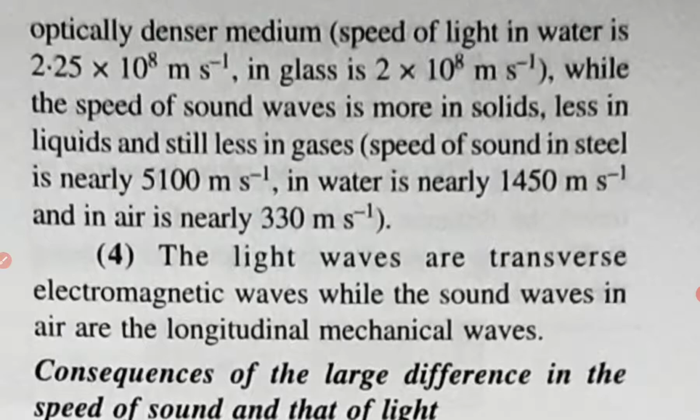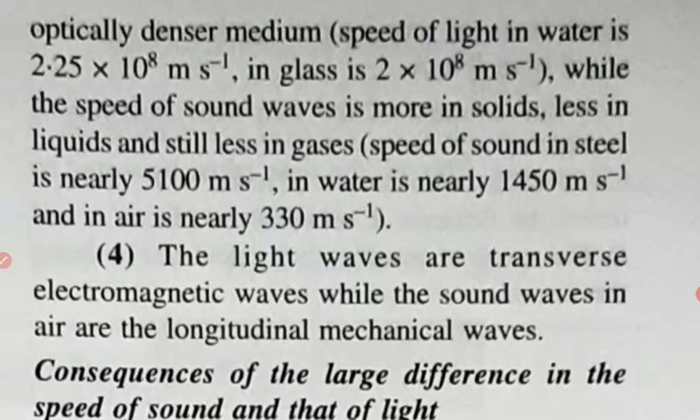while the speed of sound waves is more in solids, less in liquids, and still less in gases, because it depends upon the elasticity of the medium. Speed of sound in steel is nearly 5100 meter per second. In water it is nearly 1450 meter per second, and in air it is nearly 330 meter per second. But light cannot travel inside steel because it is opaque. It can travel only in transparent and translucent substances.